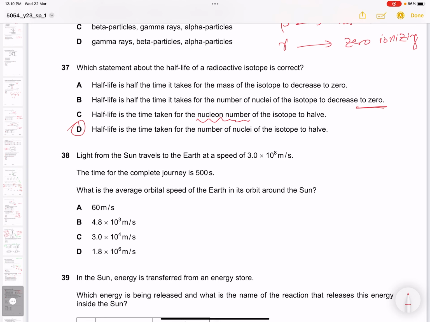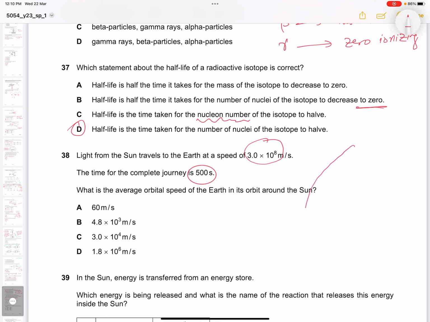38. Light from the sun travels to Earth at a speed of this. So this is related with space physics. The time for the complete journey is 500 seconds, meaning the time taken for light to travel from sun to Earth. What is the average orbital speed of Earth in its orbit around the Sun? So they are asking for the orbital speed of the Earth. Basically, first we will find out the distance. This question needs a bit more calculation.